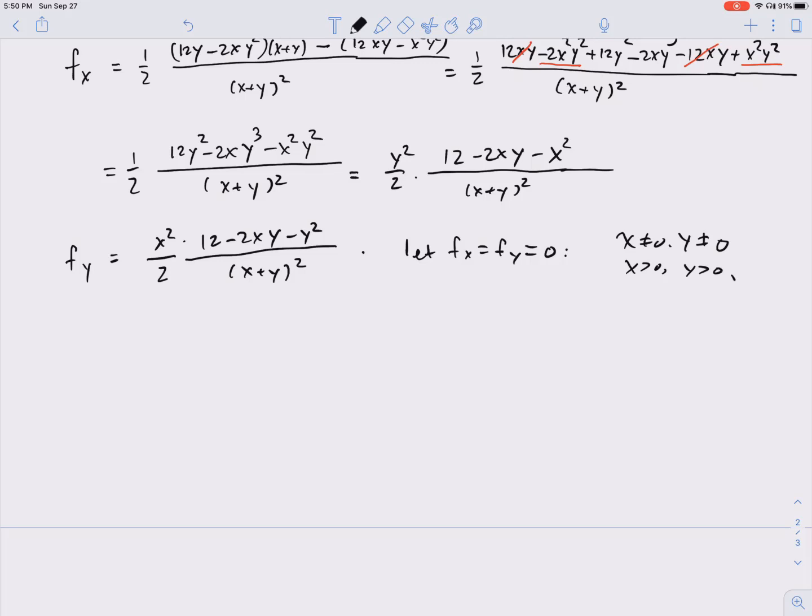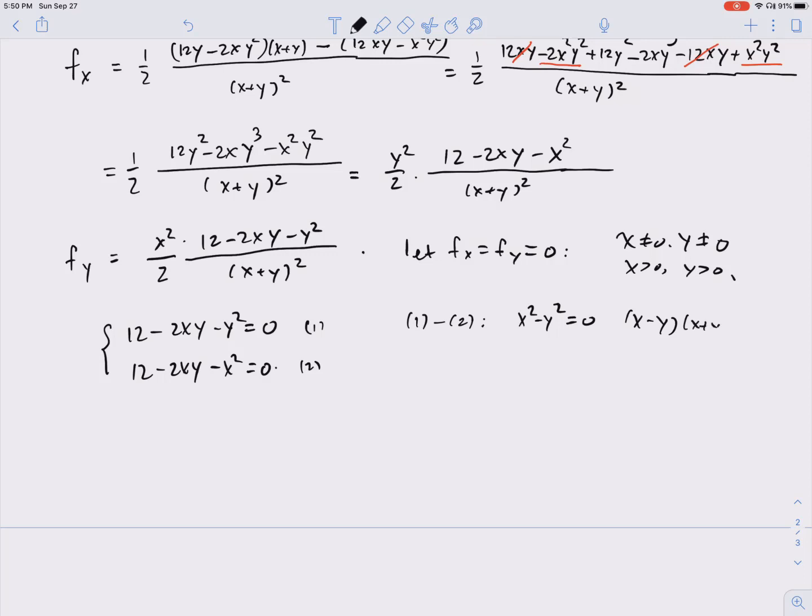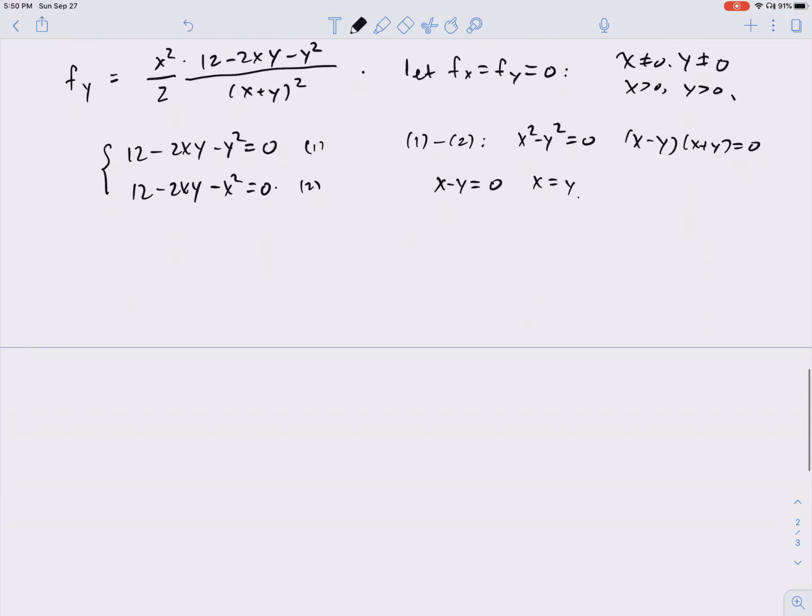So we have over here a pair of equations, 12 minus 2xy minus y squared is equal to 0, and 12 minus 2xy minus x squared is equal to 0. So from here, we also look at some kind of substitution, but we can see 1 subtract 2, then we have something like this. We have x squared minus y squared is equal to 0. And that means x minus y, x plus y is equal to 0. We know both of them are positive, so x minus y is 0, and x is equal to y. So now what? We put it back.